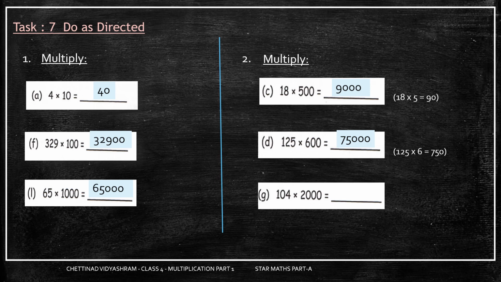104 into 2000. So let us multiply 104 into 2, which gives you 208. How many zeros do we have here? 3 zeros. So 208 and 3 zeros to the right of the product gives you 2,08,000.